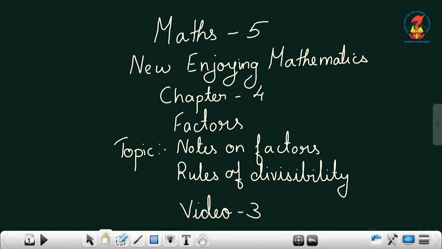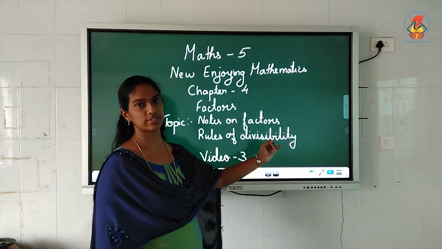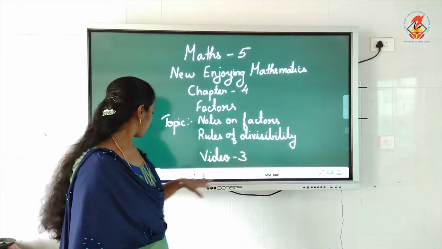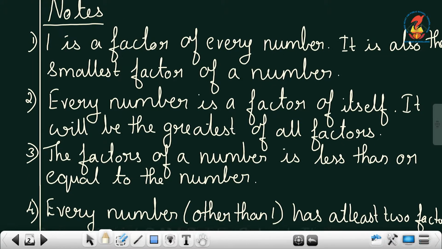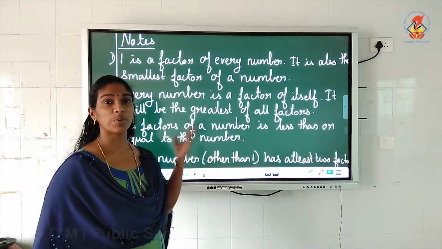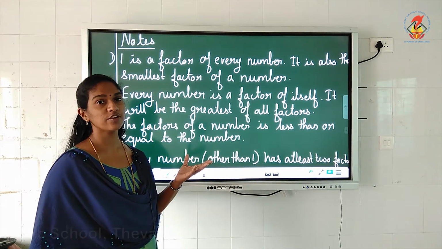Welcome back, children. So now we are moving to a new topic, that is rules of divisibility, and then I'll just give you some notes on factors. Okay, so let's discuss that now. Some notes on factors. 1 is a factor of every number. Yes or no? Yes, 1 is a factor of every number. Whichever number you take, 1 is a factor.